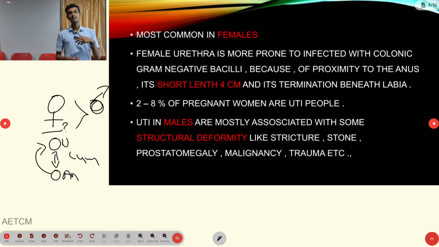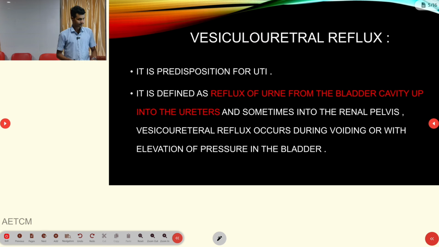Then what about the male cases? In males, it occurs in the case of anatomical abnormalities, like if the person has any trauma-related problems, anatomical abnormalities, any stitches, or urolithiasis, any stone formation. These structural deformities can lead to urinary tract infection.